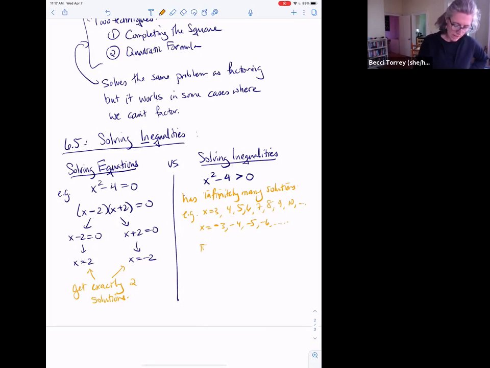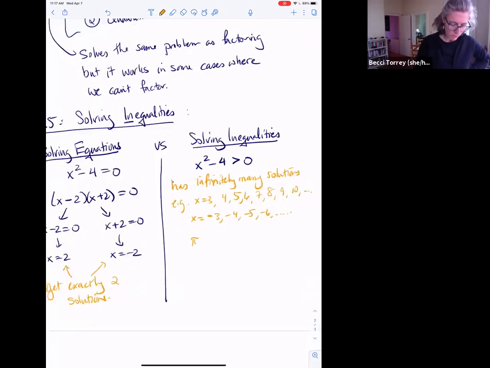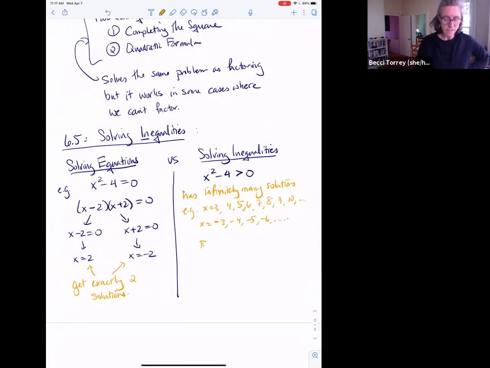So something like pi is a number that's bigger than 3. I square it, it's definitely bigger than 4, so when I subtract I get something that's positive. So I can get a fraction like 17 over 2. I can get something like square root of 17, right? There are infinitely many answers to this inequality, not just 2.